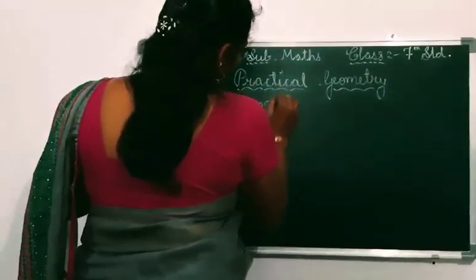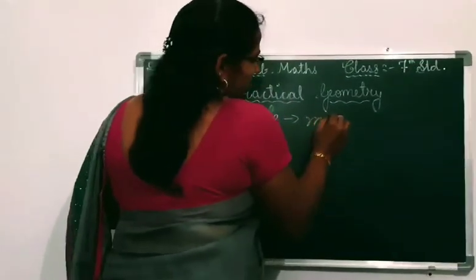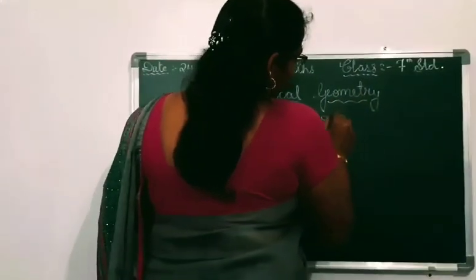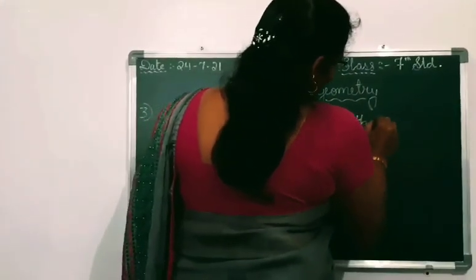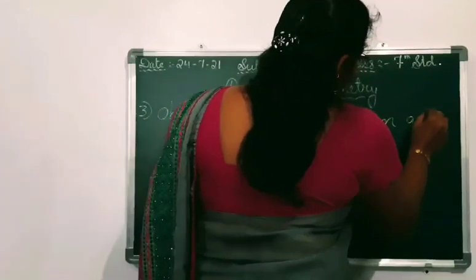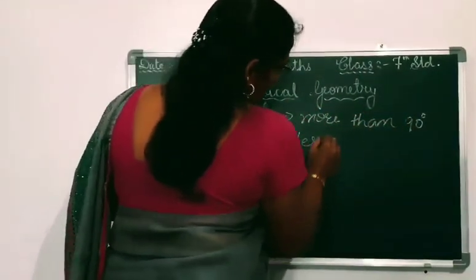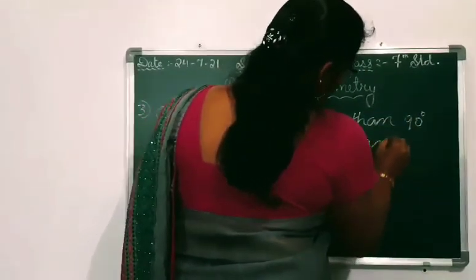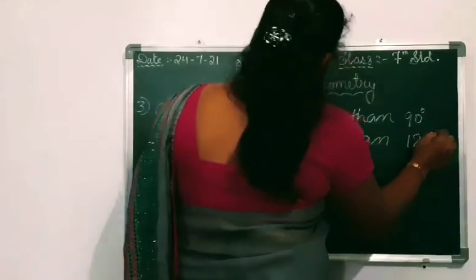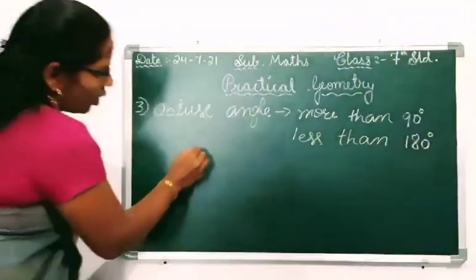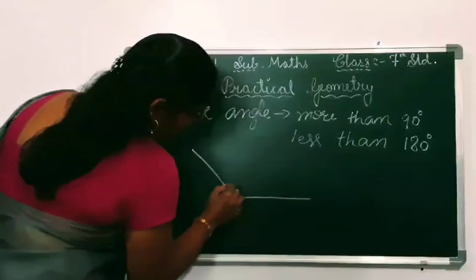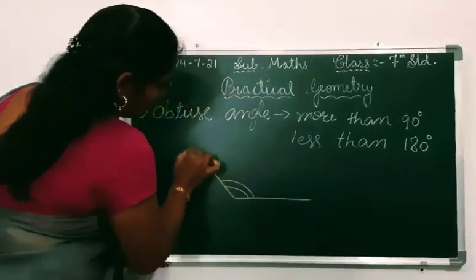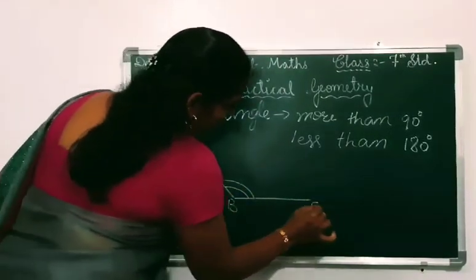Obtuse angle. Okay, it measures more than 90 degree, less than 180 degree. Okay, is known as an obtuse angle. See children, this is known as obtuse angle.